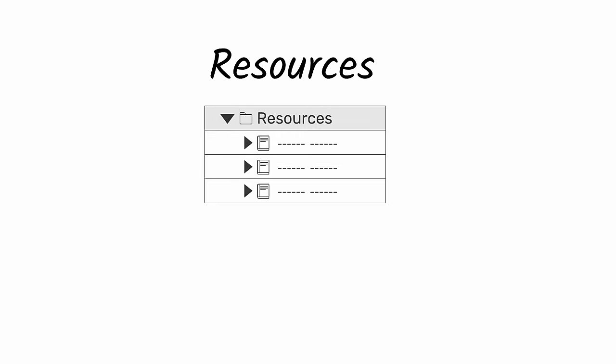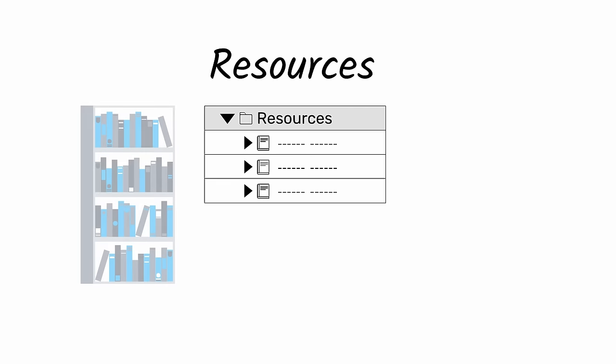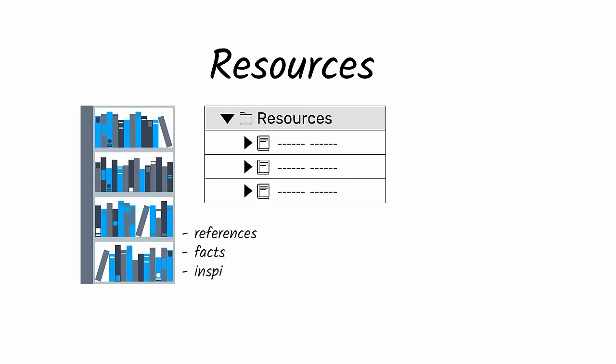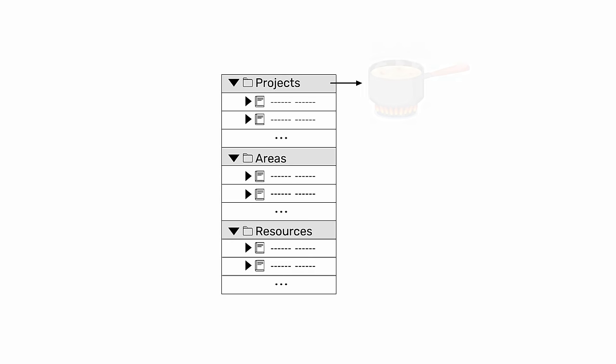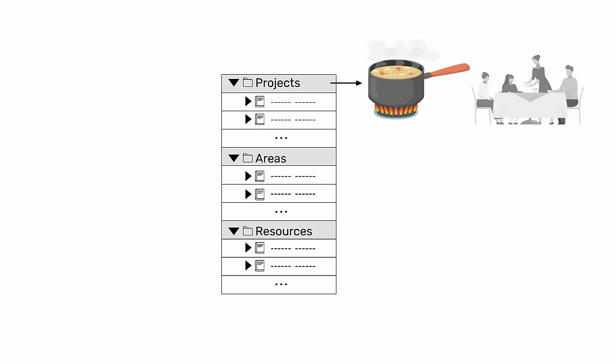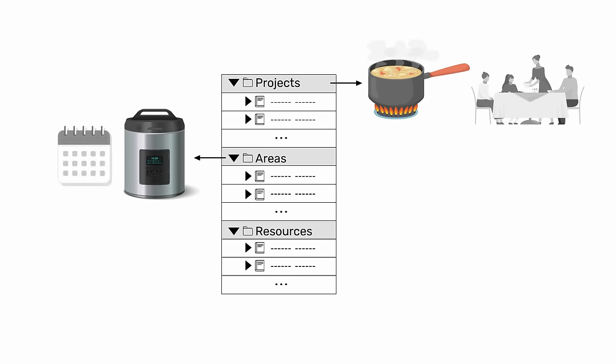The resources section in your second brain is your personal library of references, facts, and inspiration you will use to start future projects and improve an area of your life. If a project is like a meal you're cooking up on the stove and plan to have for dinner, and an area of improvement notebook is like a big meal you're cooking in a slow cooker that you plan to consume during the week, but don't know when you'll finish.